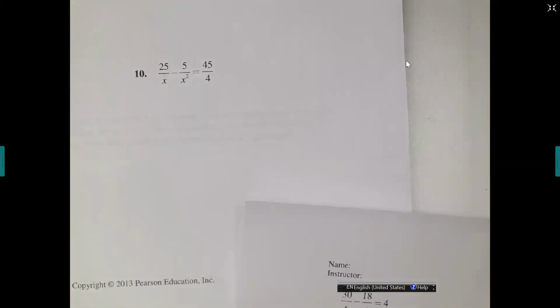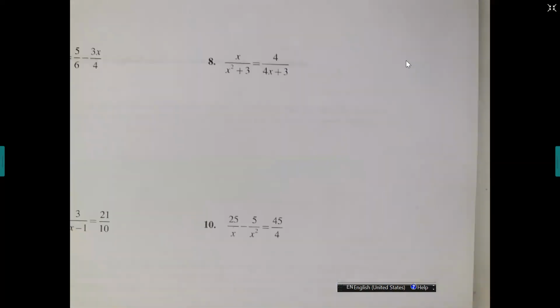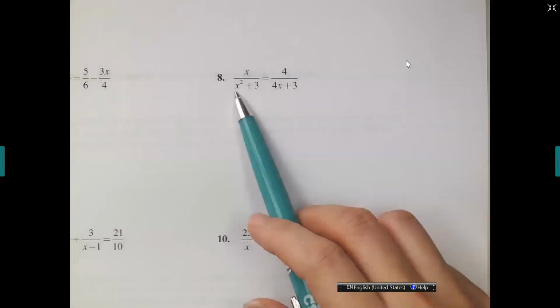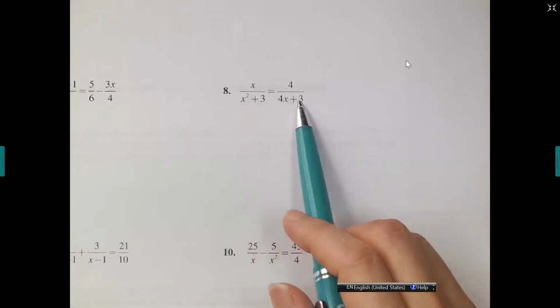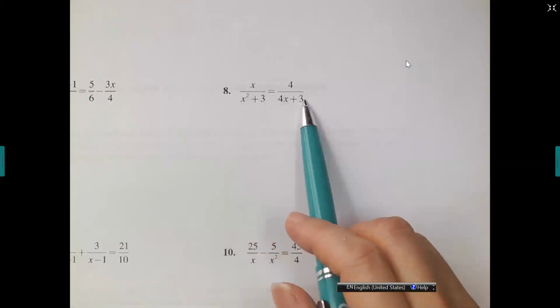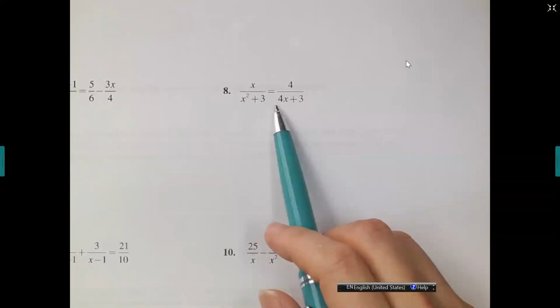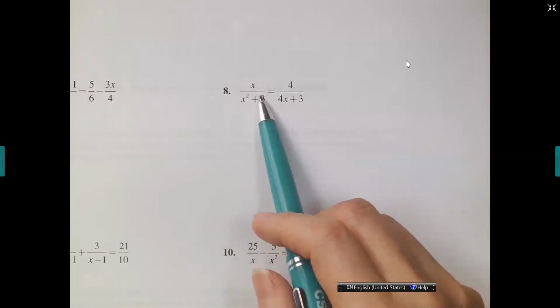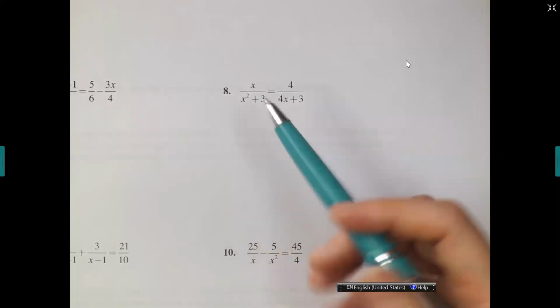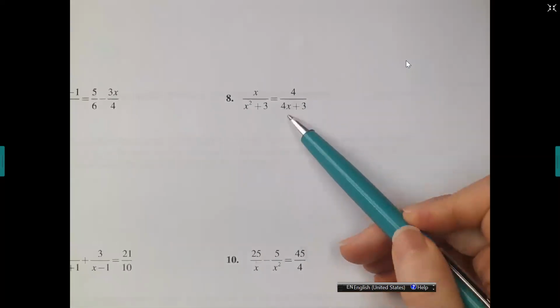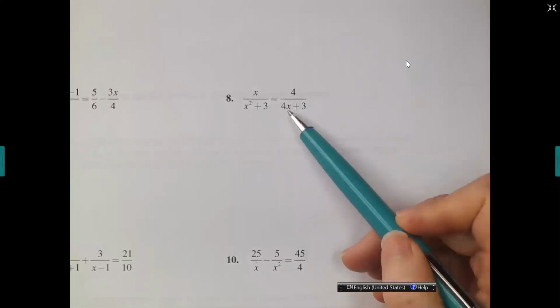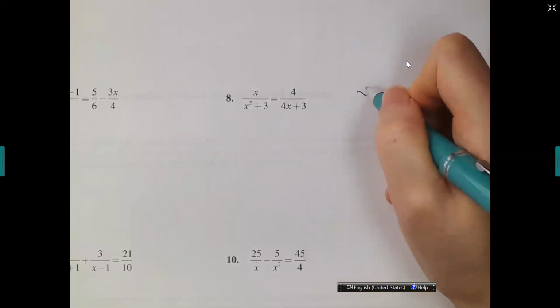Let me give you one more here. Let's look at this one. When we see this equation, this is another typical rational equation, because there are two rational expressions, one on the left and one on the right. Let's follow the recipe we just got. There are two denominators, and what are they? The first one is x squared plus 3. The second one is 4x plus 3.